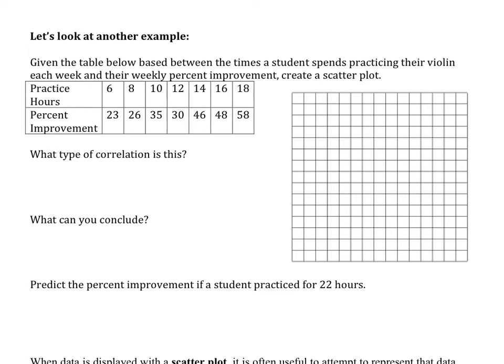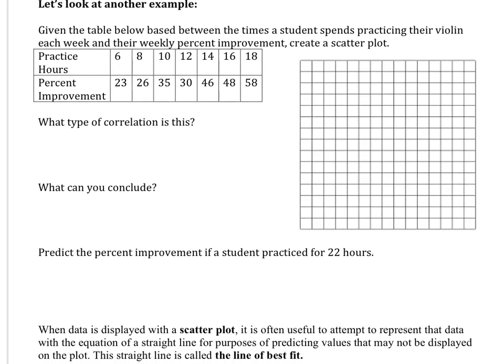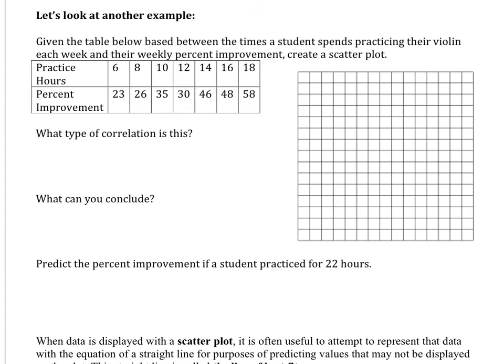So now I want to talk about all this together. If we take a look at this problem, it says we're going to create a scatter plot based on the hours a student spends practicing their violin each week to their weekly % improvement. It says create a scatter plot. So, okay, I have practice hours and % improvement. Practice hours is on top, so you think that's X or Y? That's X. % improvement is Y.